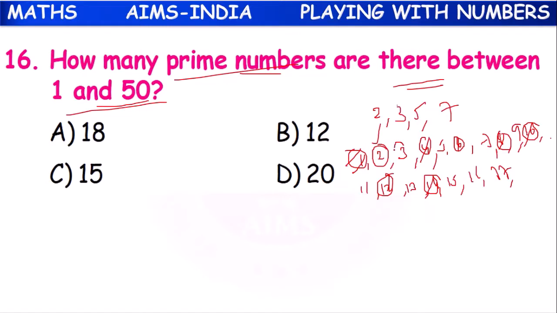Next, round 3, all the multiples of 3. 3 times 2 is 6, already struck off. 3 times 3 is 9, strike off. 3 times 4 is 12, already struck off. 3 times 5 is 15, like that, the multiples of 3. Next the multiples of 5, next the multiples of 7. Like that, up to 50 you have to do with all possible numbers, and find the number of prime numbers between 1 and 50.